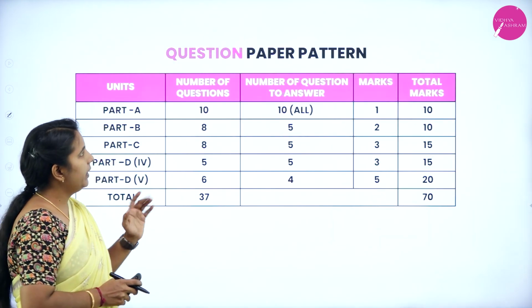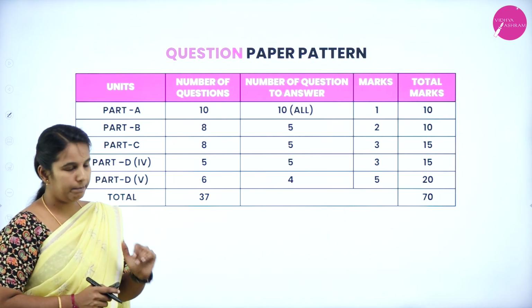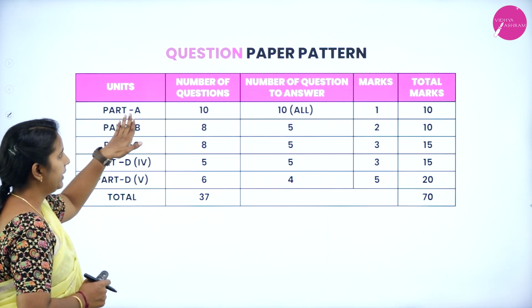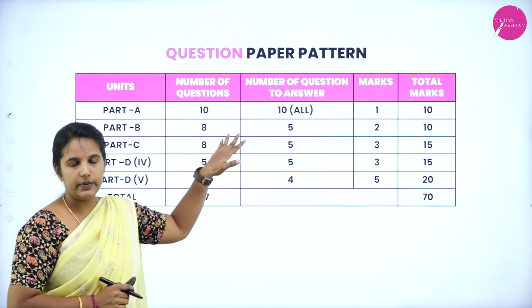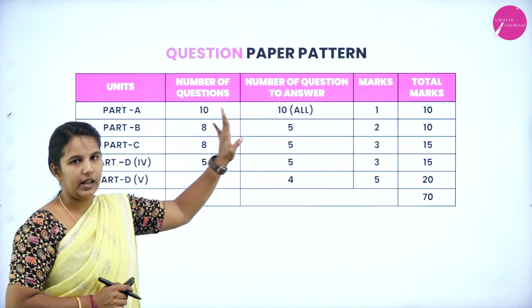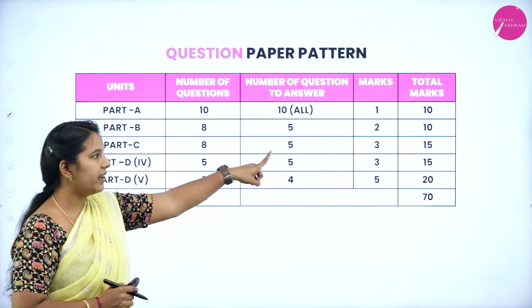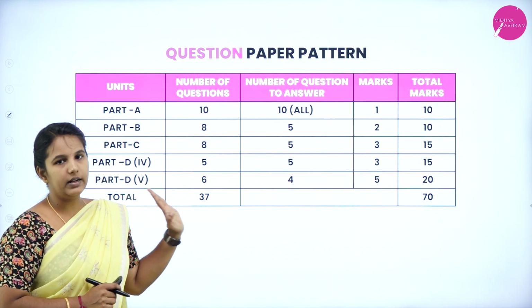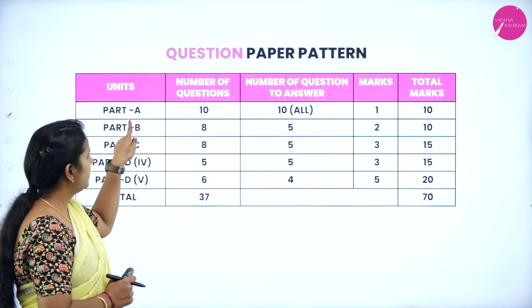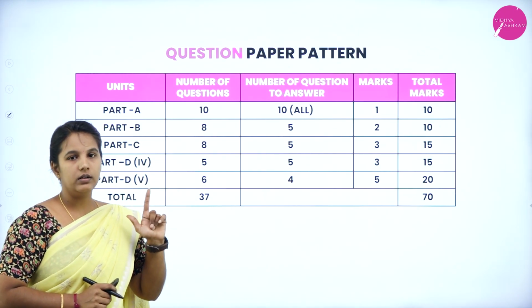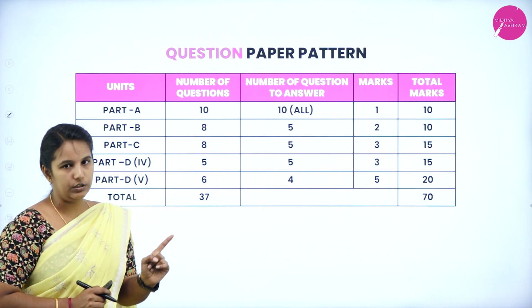Okay. Coming into the question paper pattern. In part A, there will be 10 questions. You need to attend all 10 questions. Each question will carry 1 mark. So you will get 10 marks with part A. And remember, part A will have questions from all the 16 units.